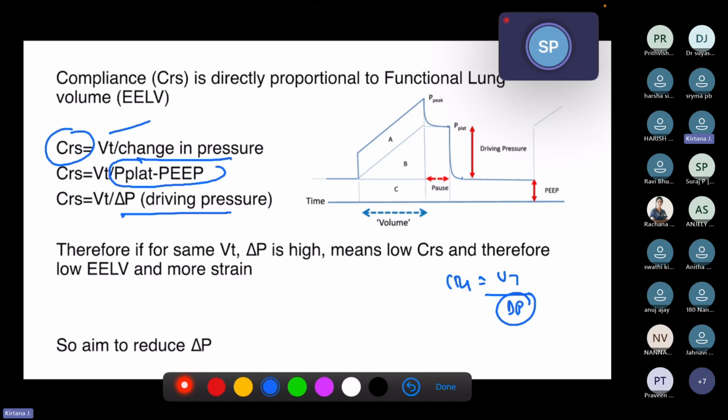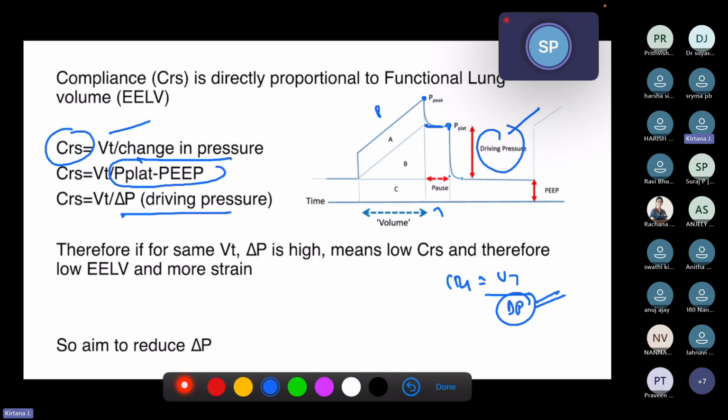So this is just a pressure versus time graph. This top part is the P peak, this is the P plat after an inspiratory pause, and this difference between P plat and PEEP is known as the driving pressure that is responsible for distending the lungs with the tidal volume. So the compliance is directly proportional to tidal volume and inversely proportional to driving pressure.